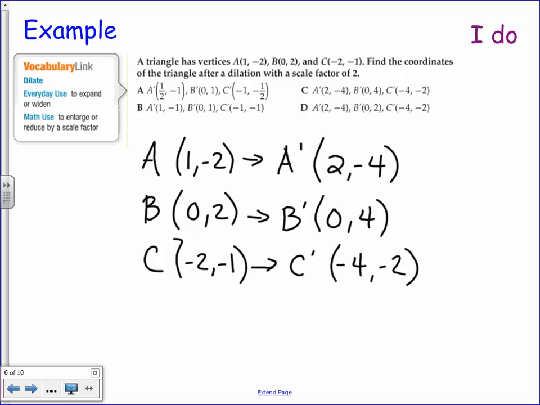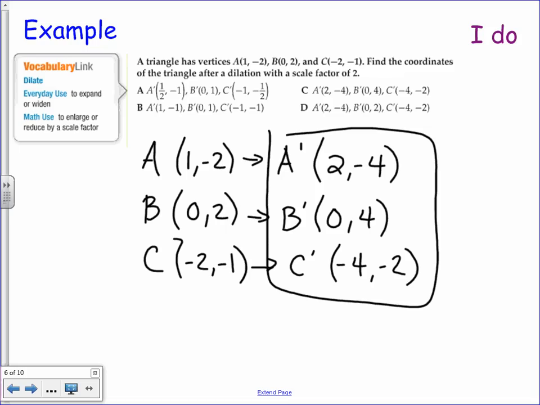So now which one of these, A, B, C, or D, is going to match my new coordinate points? Well, if we look here, C matches every single one of these. So my answer for this one is C.